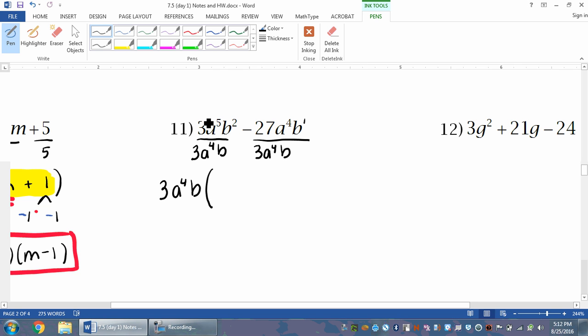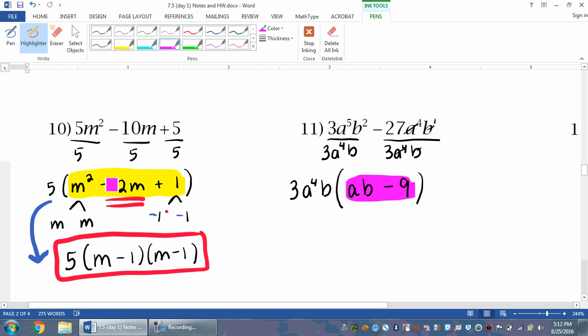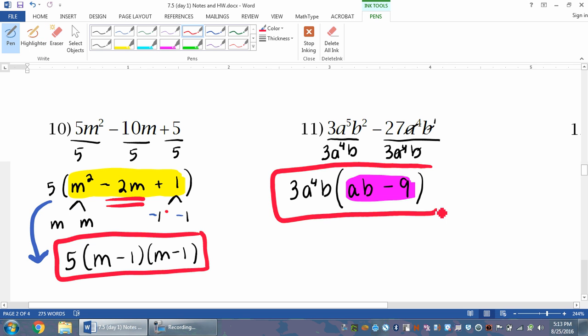Now we divide. 3 divided by 3 is 1. A to the 5th divided by a to the 4th. Numerator wins by 1. B squared divided by b. Numerator wins by 1. Minus 27 divided by 3 is 9. There's a tie with the a's and a tie with the b's. Again, I can't factor further down here like I did over here after I pulled out the GCF because I'm not left with a quadratic, meaning the exponent is not 2. So this would just be my final answer.